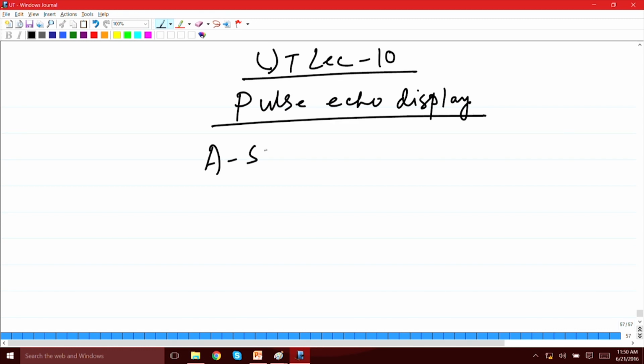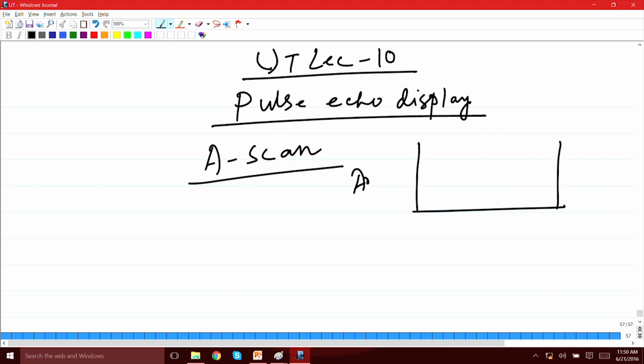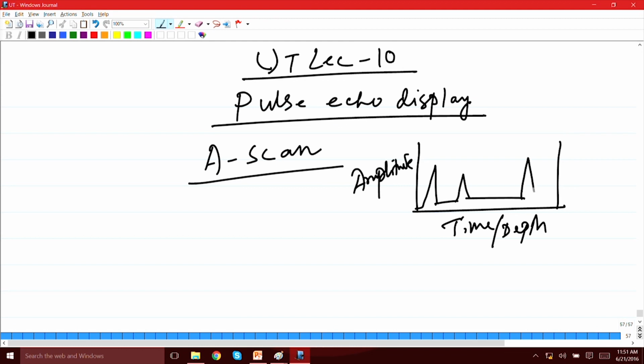So, as I said, this A scan we have already seen, which is a display like this, amplitude plotted against time or depth, and you see the signal in terms of a deflection of the time base or a peak like this. Okay. So, this is A scan. This is a one dimensional view of the defects.